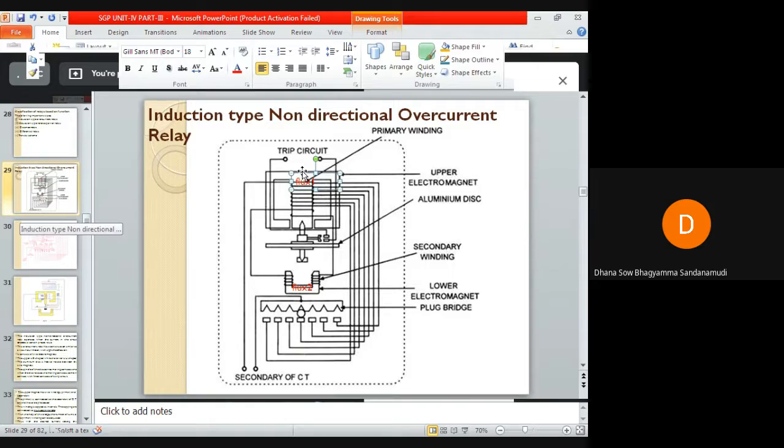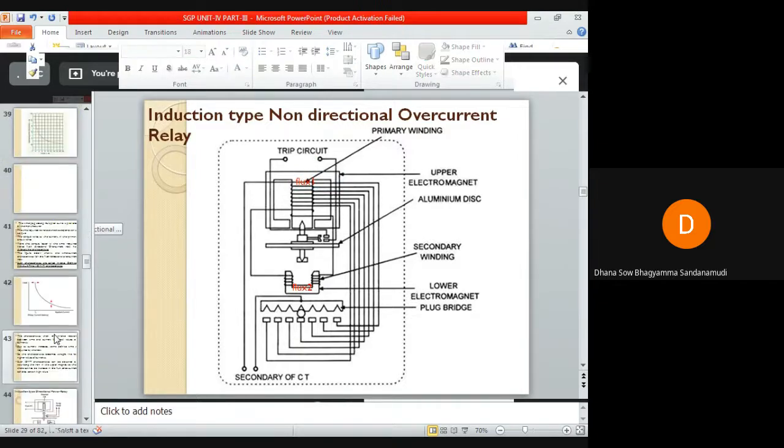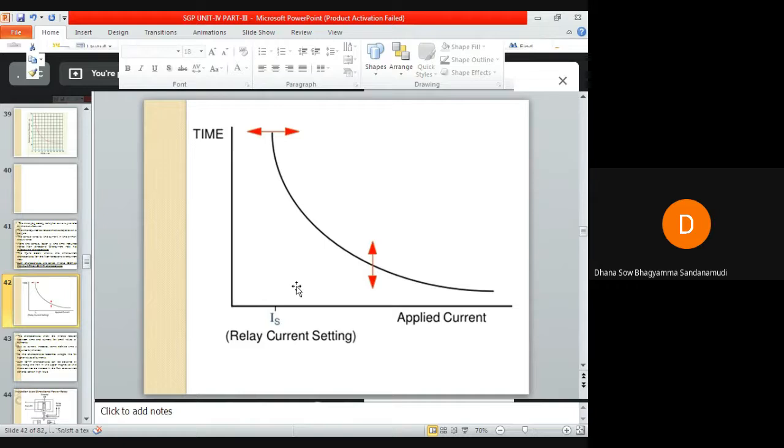Okay, so the amount of torque will depend on how much current is flowing in the primary coil here. If the torque is more, the time taken for the disc to rotate will be less, which means the time taken for the moving contact to come in contact with the fixed contact will be less. If the torque is less, the time taken for the moving contact to reach the fixed contact will be more. So hence we can say that this relay has inverse time characteristics.